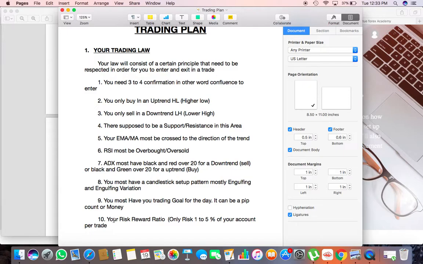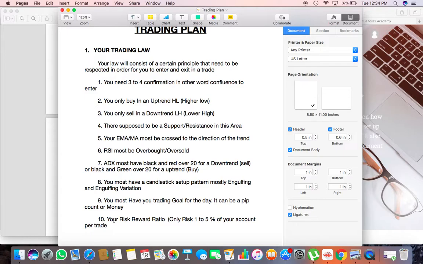And you have a trading goal for the day. It can be a pip count or an amount of money. You can say, okay, 20 pips for the day and I'm done. 20 pips a day at one lot is $200 a day. 20 pips a day at 50 cents a lot is $100 a day. Or you can set a money goal: my daily goal is to make $300 a day. It doesn't matter how many pips you make, as long as you make your amount, you're done for the day.